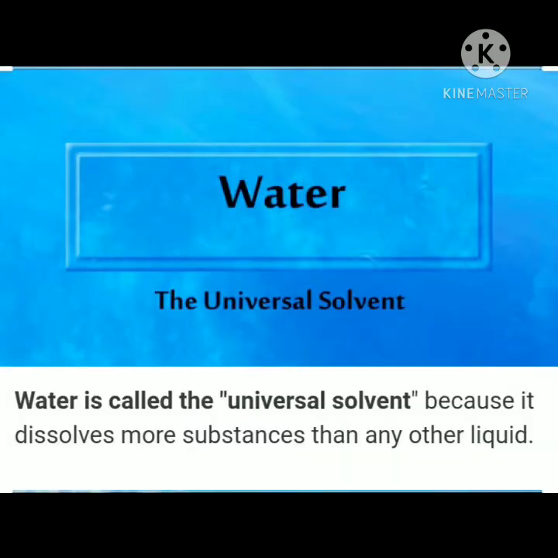Water has a special property. Most of the substances dissolve in water to form solutions. Hence, water is also known as a universal solvent. Most of the substances we see around us, most of the chemicals, dissolve in water. So it is called a universal solvent.